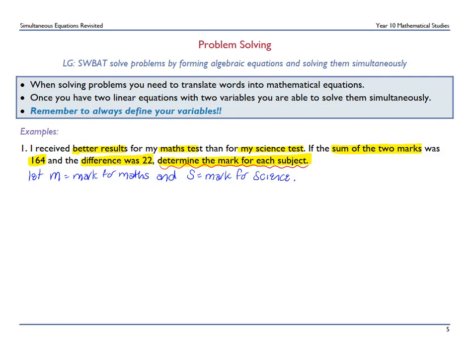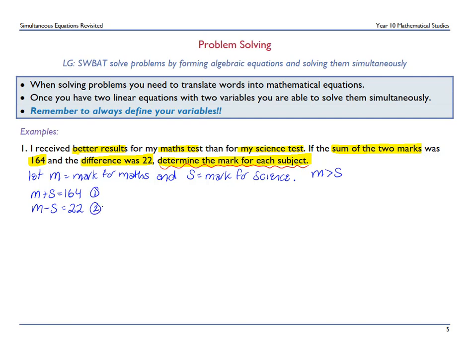I received better results for maths than science, so that means my M has to be greater than my S. The sum of the two marks was 164. So M plus S equals 164, and the difference was 22. Now because maths is greater than science, it's going to be M take S is equal to 22. So we have equation 1 and equation 2.